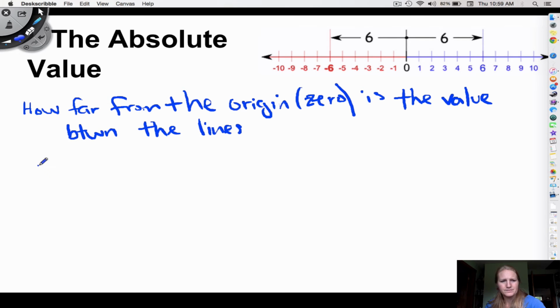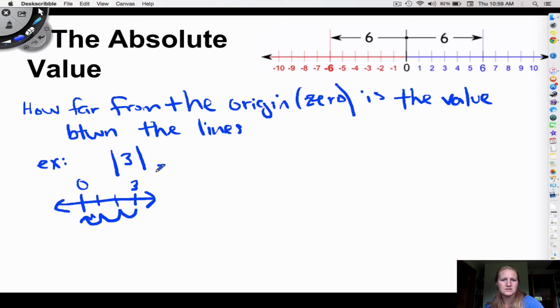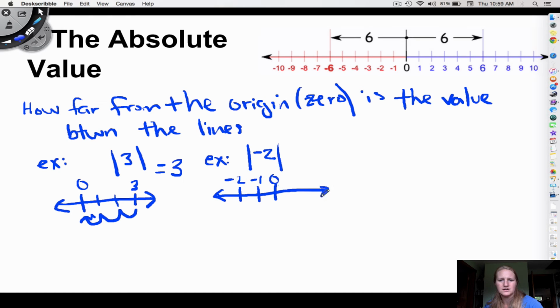Okay. And so, for example, if we look at 3, you can tell, here's your number line, here's 0, here's 1, 2, 3. How far away is it? We go 1, 2, 3. Okay, so it's 3, so the answer would be 3. Another example, what if we're talking about -2? Here we make our number line, 1, 2, -2, -1, and then our origin is here. How many steps is -2 away from 0? We go 1, 2, and so our answer is 2.